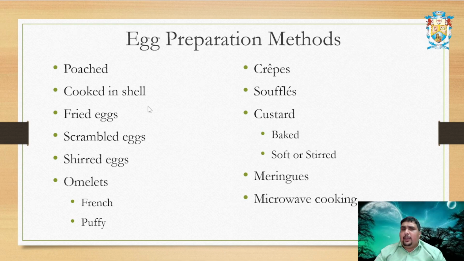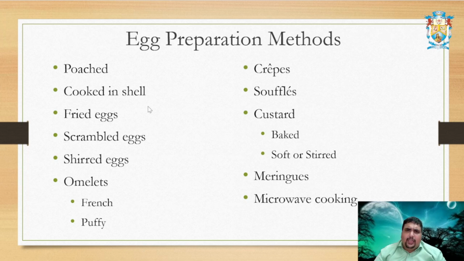Then you have crepes, that is pancakes made out of egg and flour. Then souffles, custards, baked, soft or stirred. Then you have meringues, which are made from egg whites that are beaten and form a foam. Then microwave cooking. Now you saw these few methods. Egg is one dish which is very versatile. You can prepare it in n number of ways. There is no stop to the preparation methods of an egg.